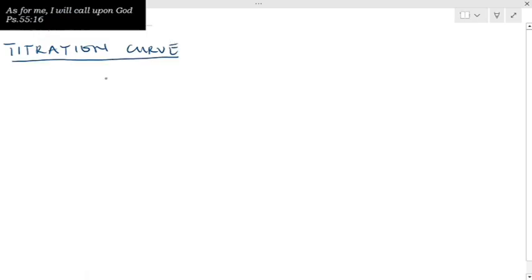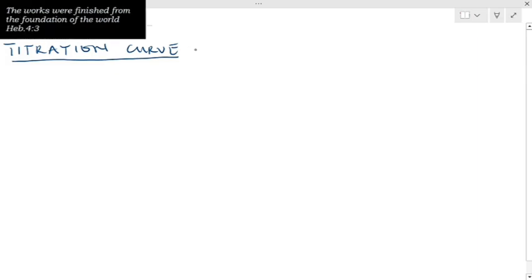We're going to start off with the titration curve. So what's a titration curve? A titration curve is a plot of the pH on the y-axis versus the amount of OH added on the x-axis. I'll just take that simple definition down quickly.